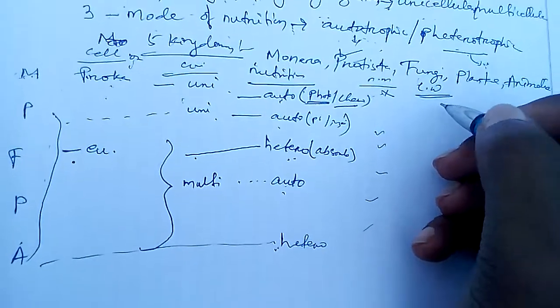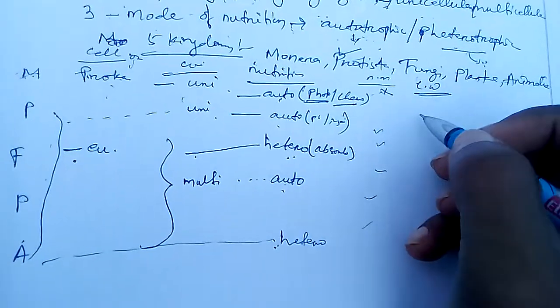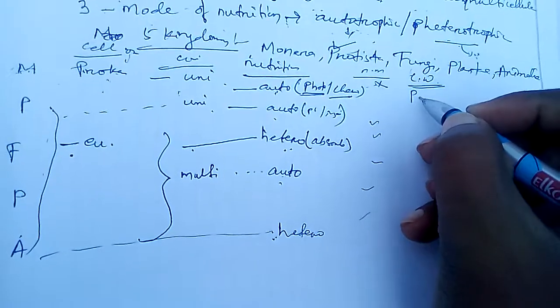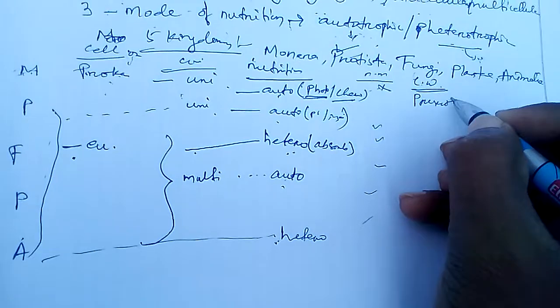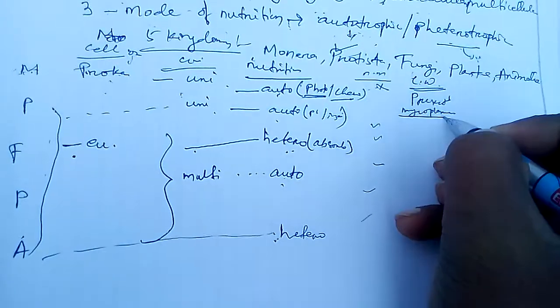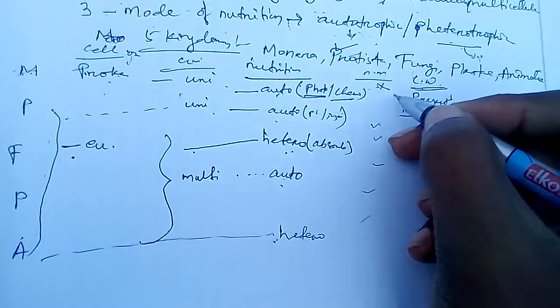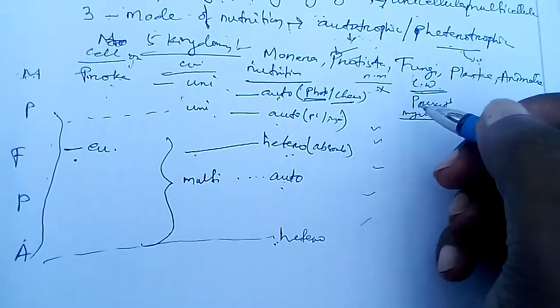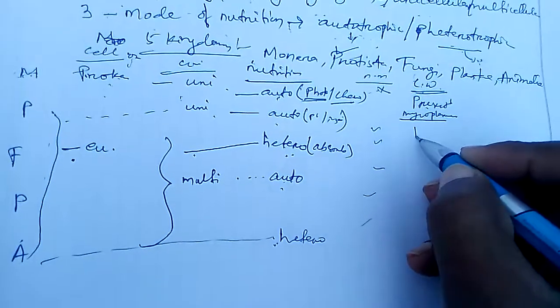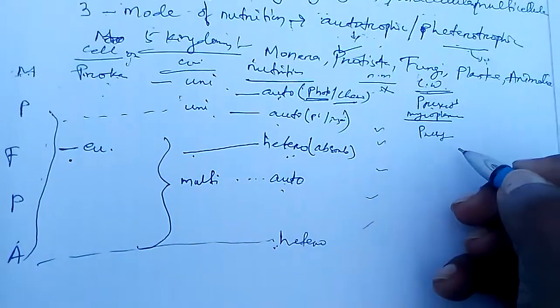This cell wall is present in Monera, except one organism called mycoplasma. Except mycoplasma, the cell wall is present in all organisms included in the Monera. Then, the cell wall is also present in Protista.